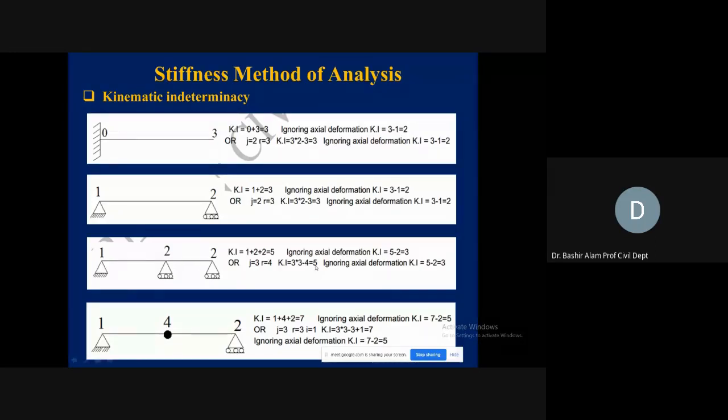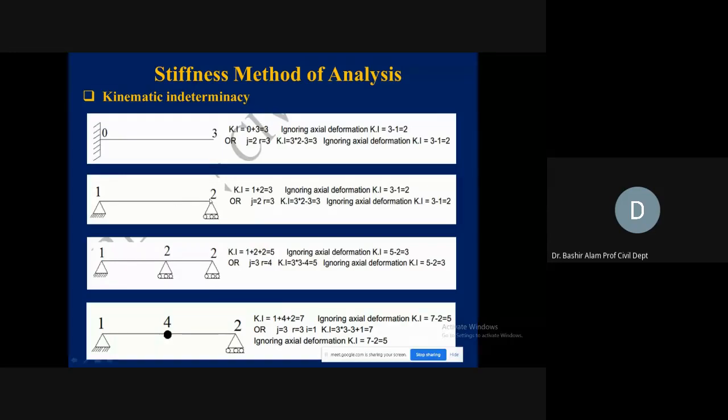So this is becoming 5 degrees, which is matching with this one. Ignoring the axial effects, again it is coming 3 degrees. Similarly, if we ignore the axial effects in the first one, it is giving us 2 degrees of indeterminacy. Which ones will those 2 be? It will be the vertical translation and the rotation here. The axial will become 0 in the horizontal direction.